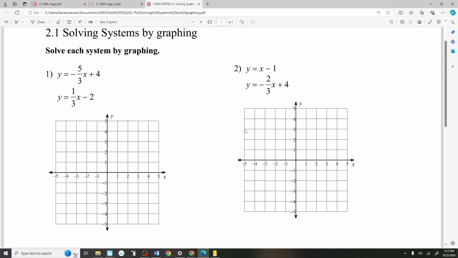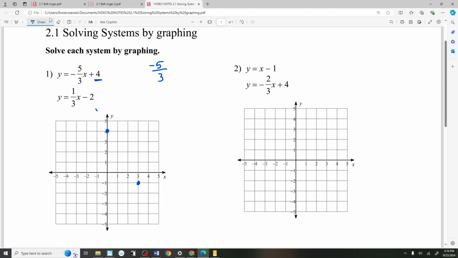All right, so for numbers 1 and 2, I have linear equations that are in slope-intercept form. So remember, we always are gonna start with our y-intercept. If I'm looking at this first system of equations, the first equation has a y-intercept of 4. So I'm gonna go ahead and put that point down. And then I'm going to look at the slope. The slope is negative 5 over 3. So that means I go down 5 from my y-intercept and over 3. So my other point would be right here.